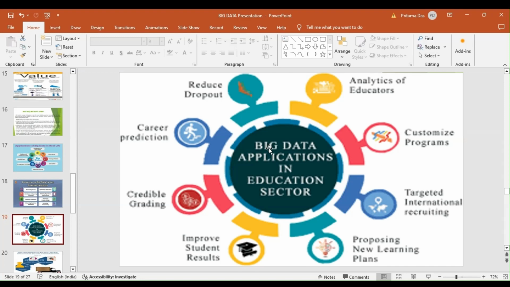So in education, big data plays a crucial role by providing insights into student performance, personalized learning, and institutional effectiveness. Analyzing large datasets helps identify learning patterns, tailor educational content, and improve overall educational outcomes. It also assists in predicting student success, guiding curriculum development, and enhancing the overall learning experience.